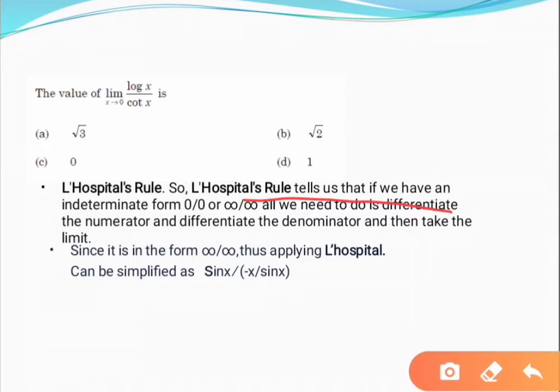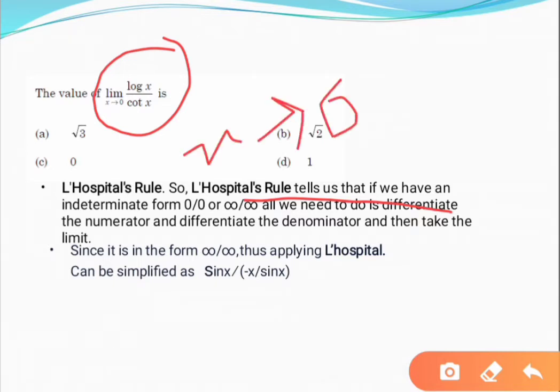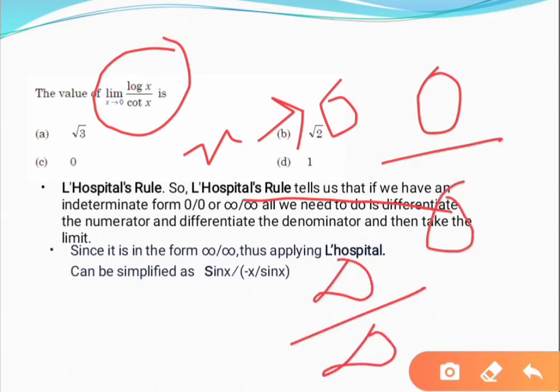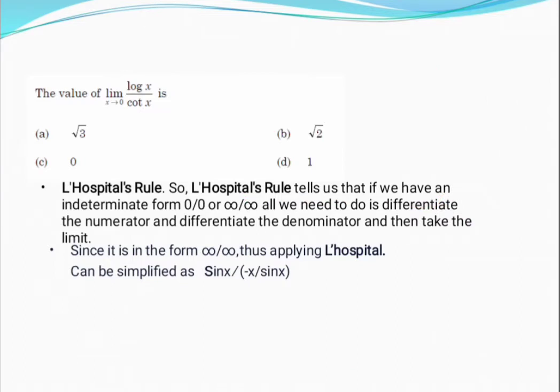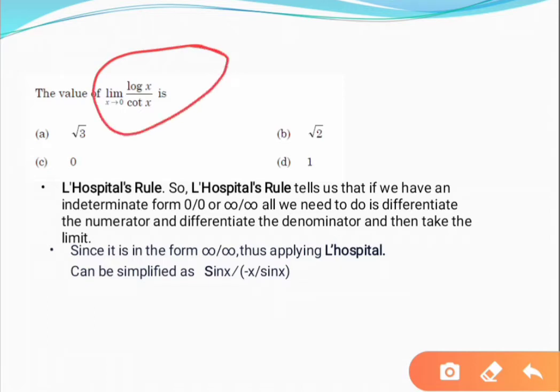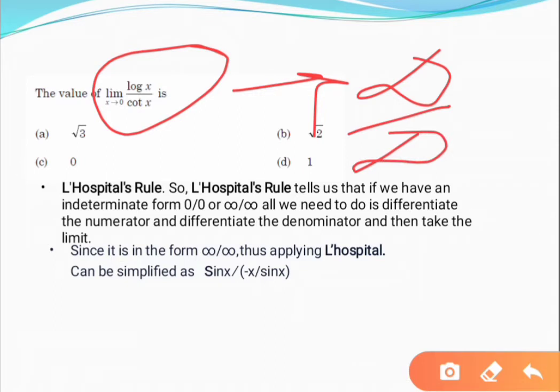इसका मतलब क्या है? इसका मतलब ये है अगर इस limit x tends to 0 log x to the cot x, if we put the value of x tends to 0, if the form will be 0 by 0 or infinity by infinity, then we can apply L'Hospital's rule. Now here in this particular question, if we put the value of x tends to 0, the form will be infinity by infinity. Thus we can apply L'Hospital's rule.